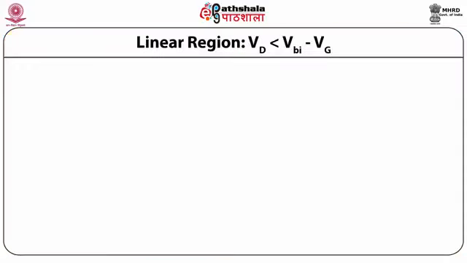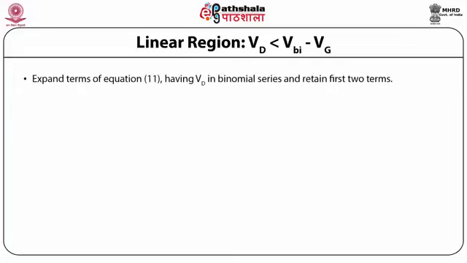So let us now discuss the linear region, that is VD less than Vbi minus VG. So expanding the terms of equation 11 and having VD in binomial series and retaining the first two terms, we get ID approximately equal to Ip by Vp multiplied by [1 minus ((Vbi minus VG) divided by Vp) to the power half], this whole multiplied by VD.